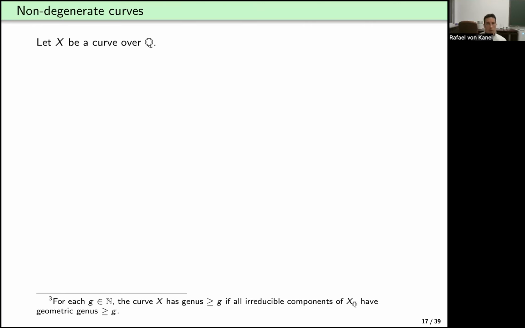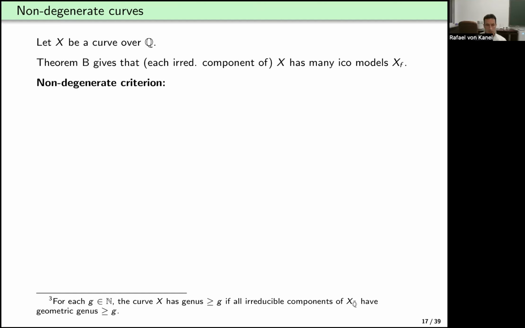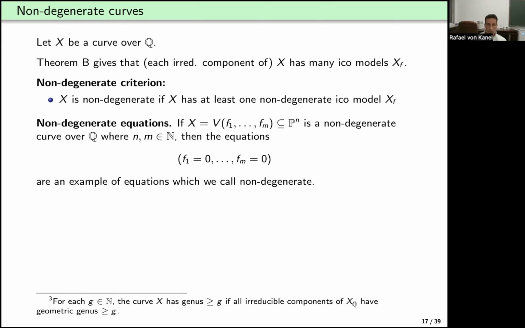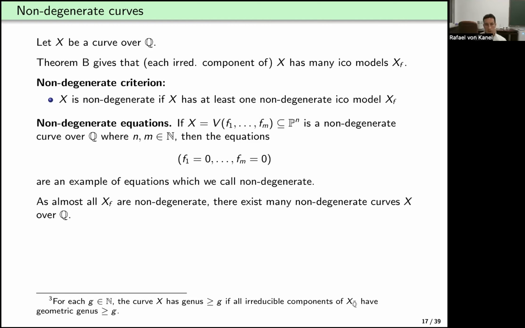So now let X be a curve over Q. And then by theorem B, we know that each irreducible component of X has many Eco models X_F. So we can define the following non-degeneracy criterion. We say that X is non-degenerate if X has at least one non-degenerate Eco model X_F. And again, the notion of non-degenerate equation is as follows. If X inside P^n given by F_1 to F_m is a non-degenerate curve over Q, then the defining equations are examples of equations which we call non-degenerate. And also, as almost all X_F are non-degenerate, there exist many non-degenerate curves X over Q.